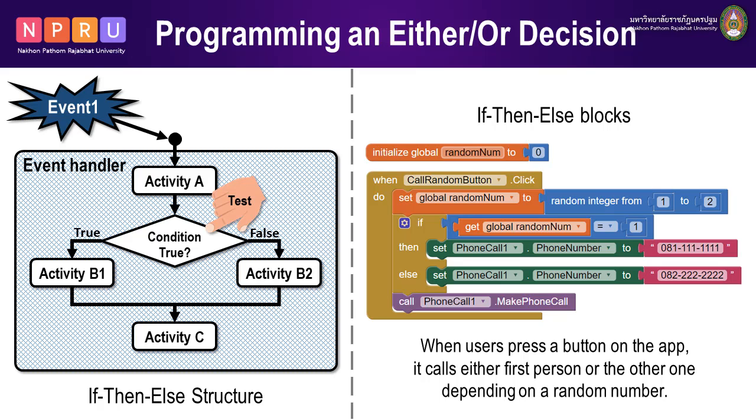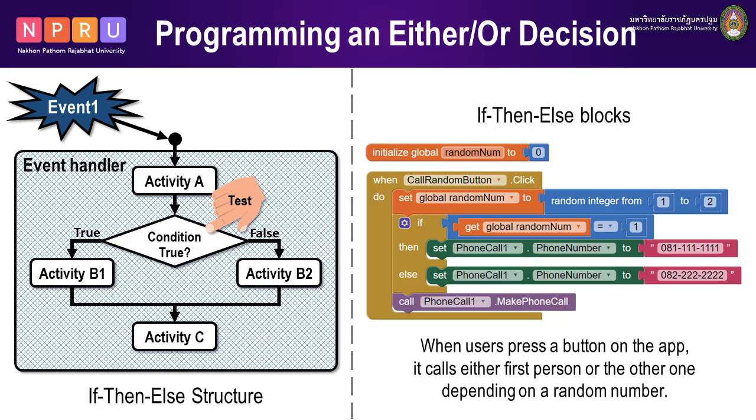In this example, random integer is called with arguments 1 and 2, meaning that the returned random number will be 1 or 2 with equal likelihood. The variable random num stores the random number returned. After setting random num, the blocks compare it to the number 1 in the if test.